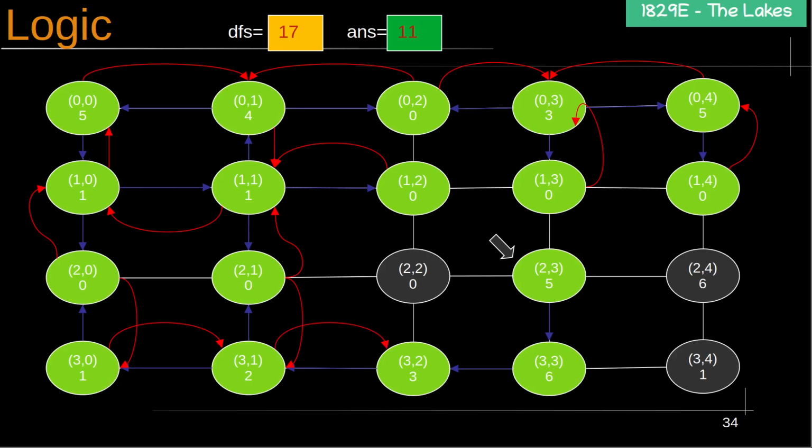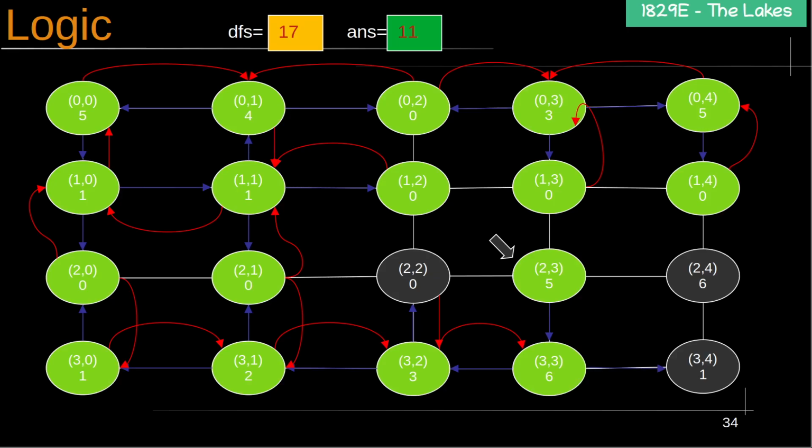3, 2 is not completely explored, we go up to 2, 2. 2, 2 is not visited but is equal to 0, so no need to put it on DFS or to explore that. We backtrack to 3, 2. 3, 2 is completely explored. We come back to 3, 3. 3, 3 is not completely explored.